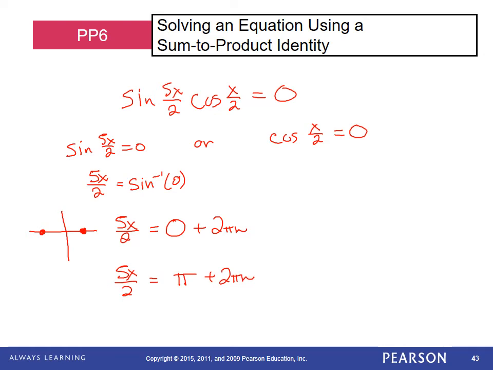And then the question is, man, what in the world is n? We're going to leave that alone for now, okay? Because n is just a little bit more complicated now because of that 5 over 2. Good? Let's go to cosine.